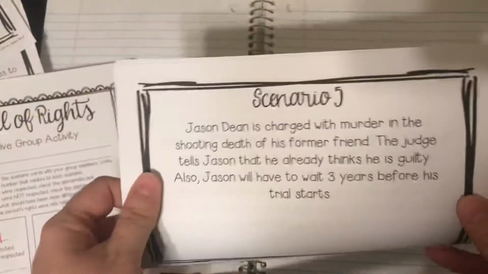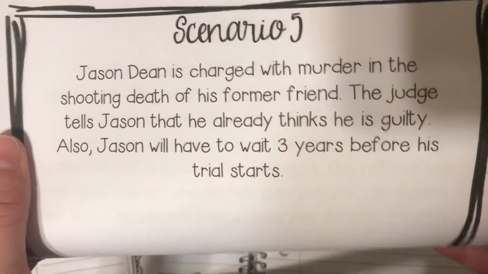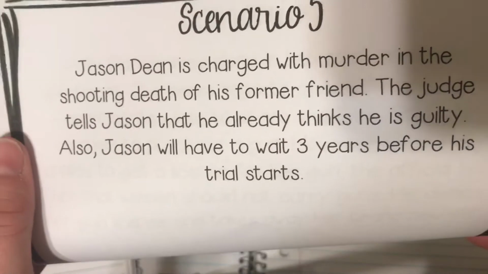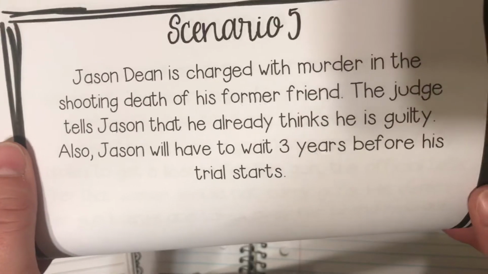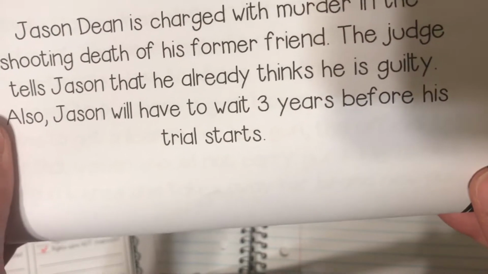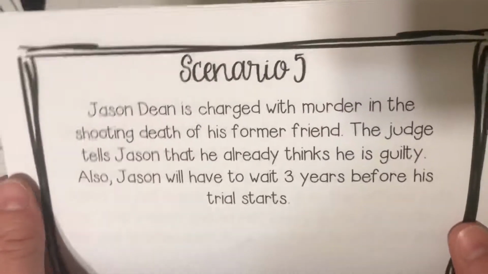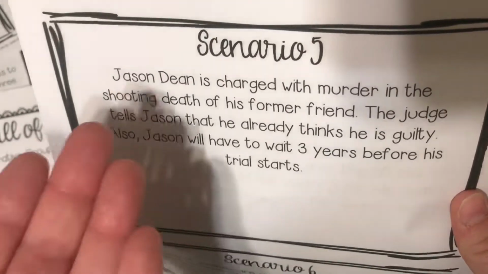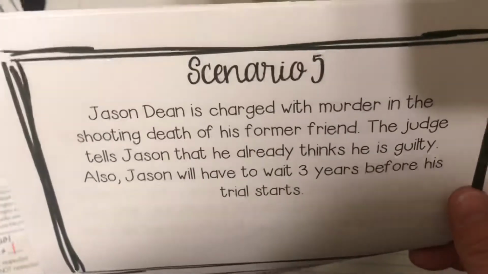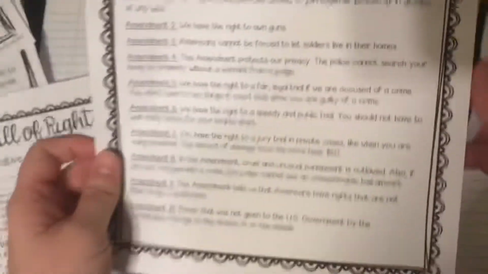This was also a group activity. This one's tricky. Jason Dean is charged with murder in the shooting death of his former friend. The judge tells Jason that he already thinks he is guilty. Also, Jason will have to wait 3 years before his trial starts. So not only do they not know if he's guilty or innocent based on his evidence, they don't want to give him a trial for 3 years. Okay, let's look at the amendments and see.